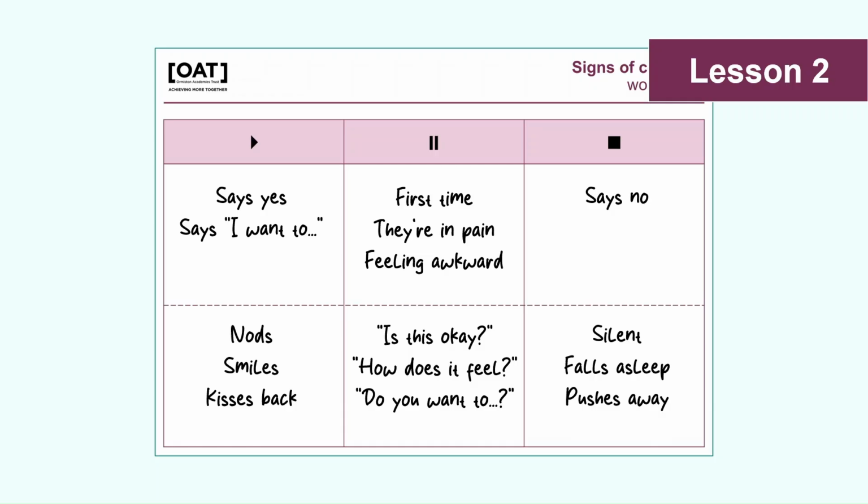It might also lead to questions about whether or not consent is still valid if the other person hasn't asked to stop or given any indication of wanting to stop. From a legal perspective, consent does not have to be verbal, but it must be clearly and freely given, such as through the examples listed in the play column.